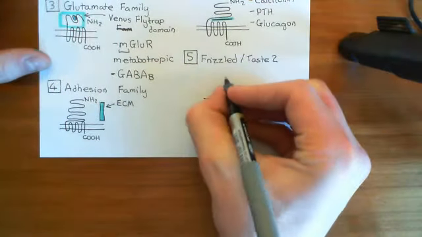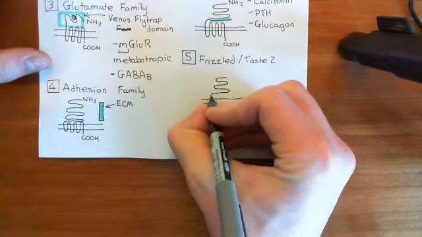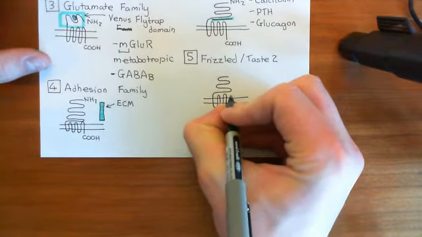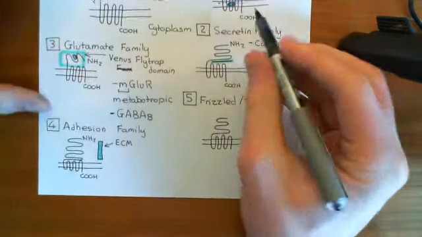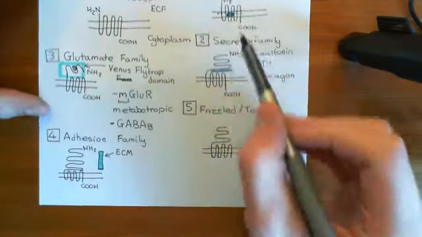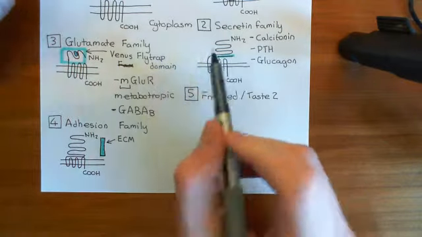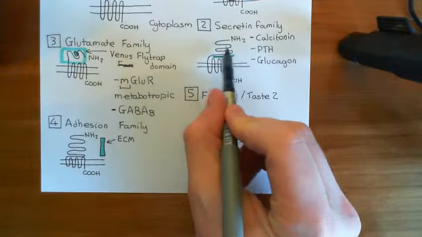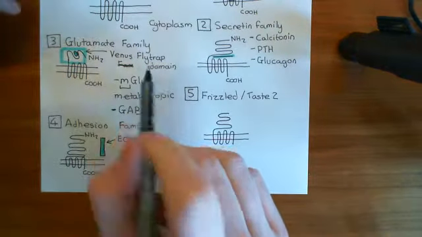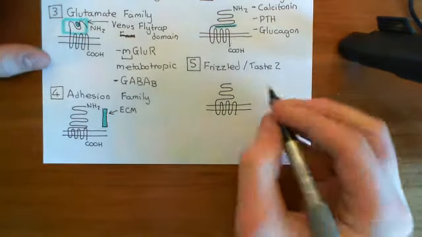They bind their ligand extracellularly, so they have an amino terminal domain that helps them bind their ligand, but they don't have any of the interesting features that the others have. They can't be rhodopsin family because they bind it by the amino-terminal domain, not the transmembrane domain. They can't be secretin family because the ligand doesn't bind in that slot between the amino-terminal domain and the transmembrane domain. They're not glutamate family because they don't have the venus flytrap domain. And they're not adhesion family because they don't bind components of the extracellular matrix.